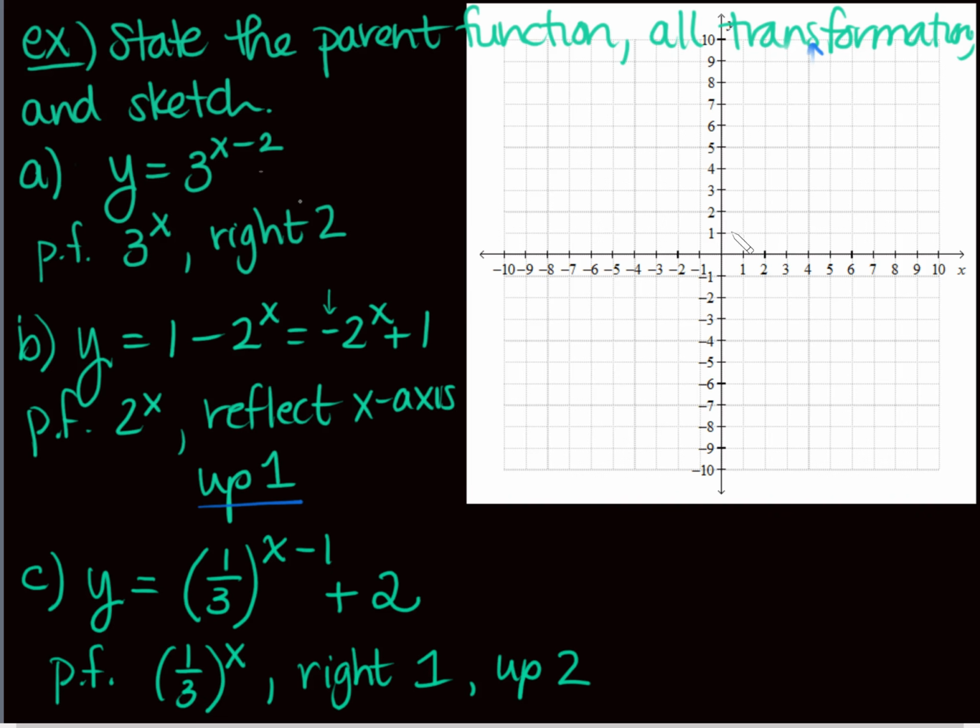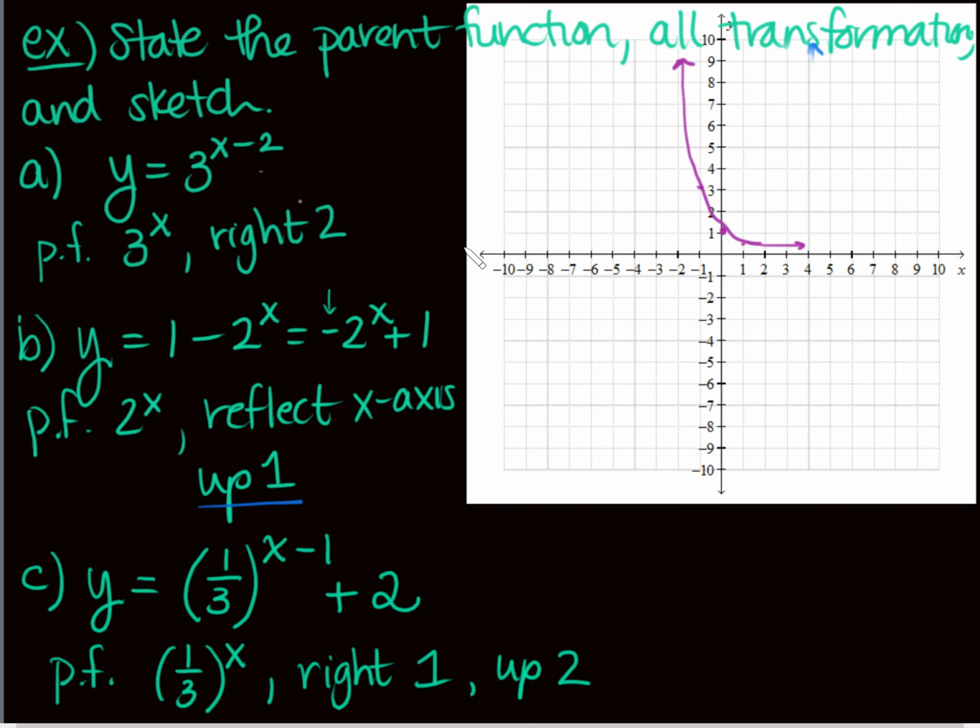Okay, I'm going to graph my (1/3)^x. So I know it goes through (0, 1). At 1, I'm at 1/3. At -1, I'm actually up at 3. At -2, I'm up at 9. And then remember this guy gets close to the x-axis as we go to infinity. So it has a horizontal asymptote at the x-axis.